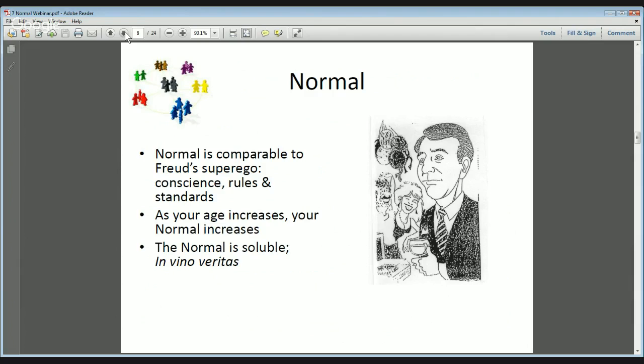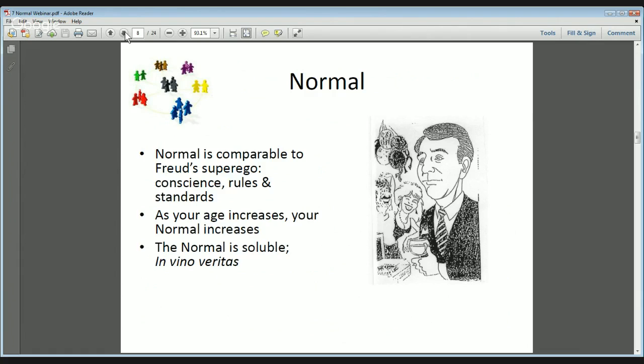It's the one component that does vary as you mature. Your other 6 components stay the same. Now, what can happen, of course, is although these are fixed in your temperament, you can't change your temperament, but you can change your behavior, and you can learn other habits or control them. The other thing about the normal, which is interesting, is that it's soluble.